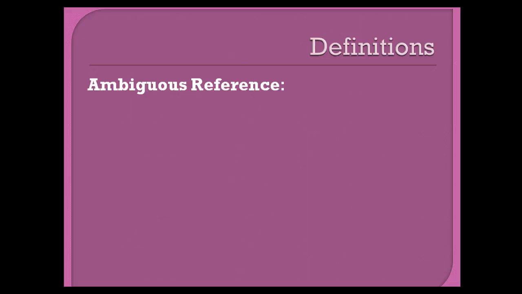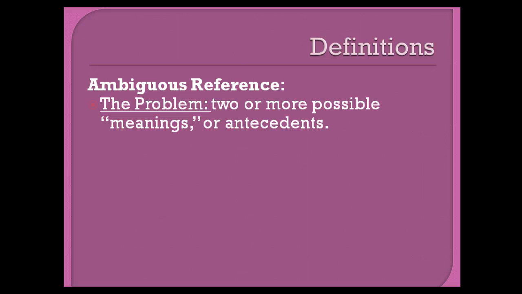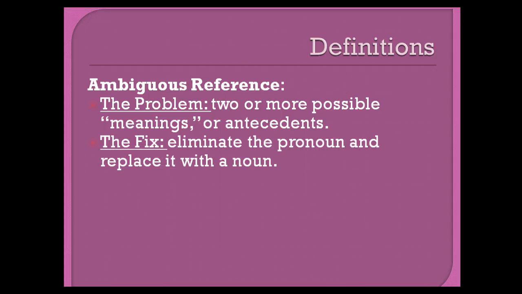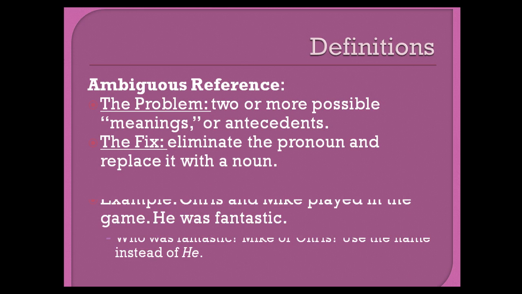Ambiguous reference. The problem is there's two or more possible meanings or antecedents. We don't know which one you're referring to. Eliminate the pronoun, replace it with a noun. It might feel repetitive because you're saying something twice. But better to say something clear twice than to say it once confusingly.